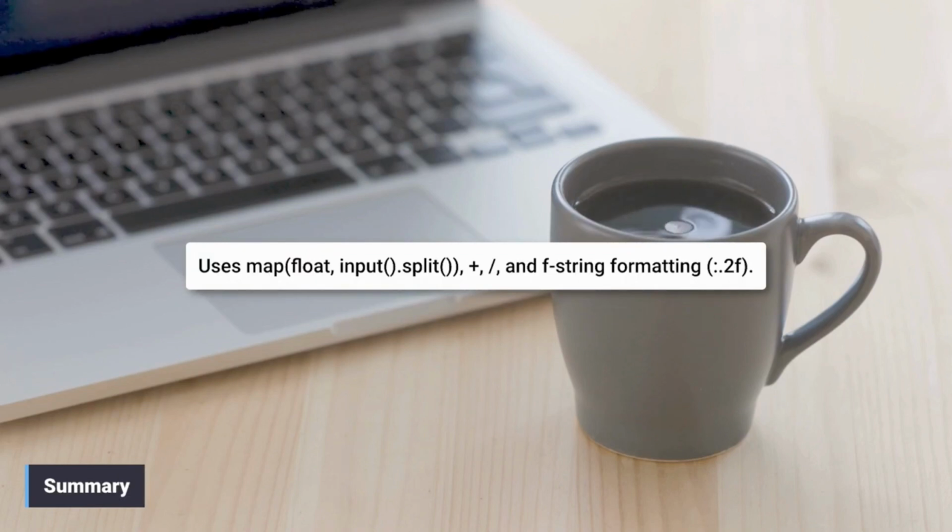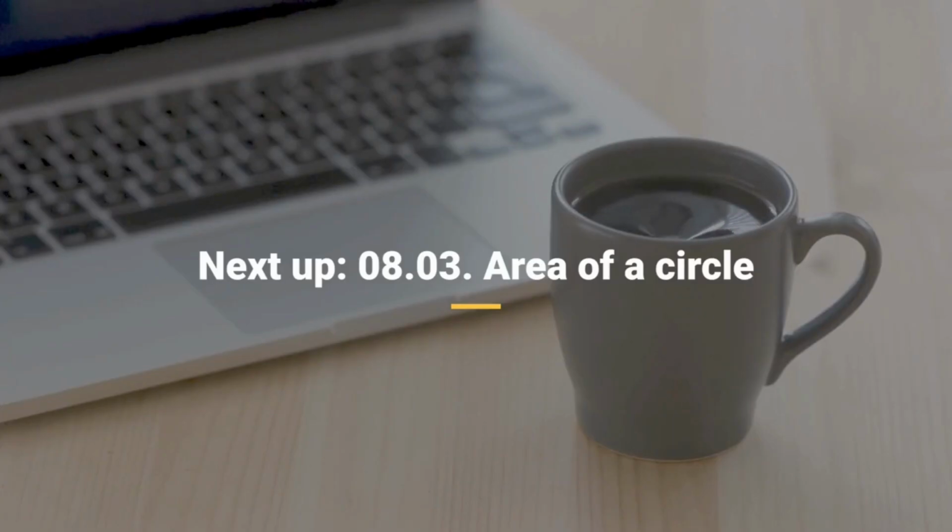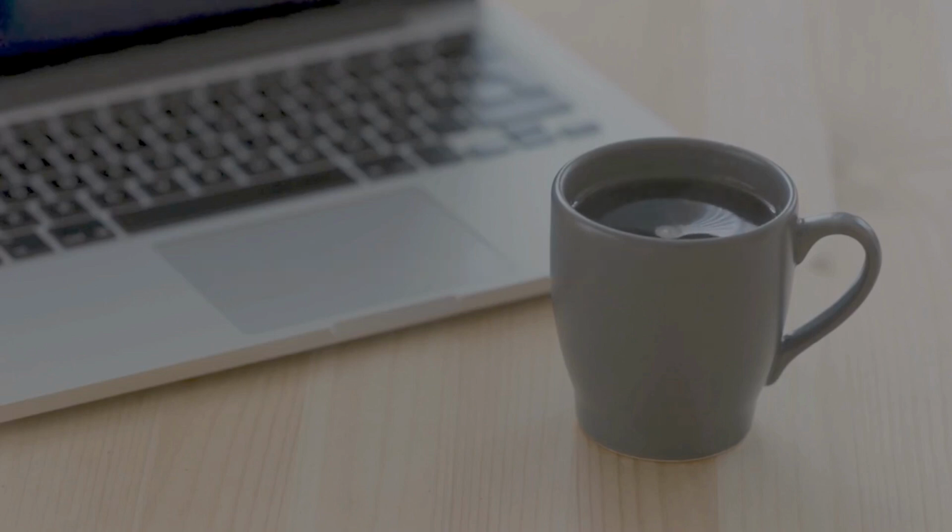To summarize, this exercise applies reading multi-number input, using parentheses for correct operator precedence, and employing float formatting for clean output. Our next lecture, 0803. Area of a circle.